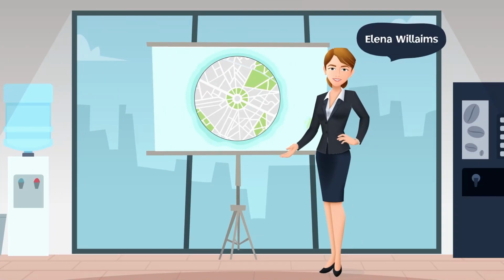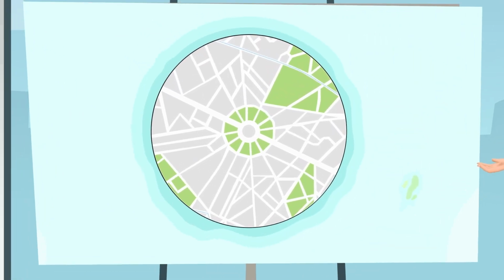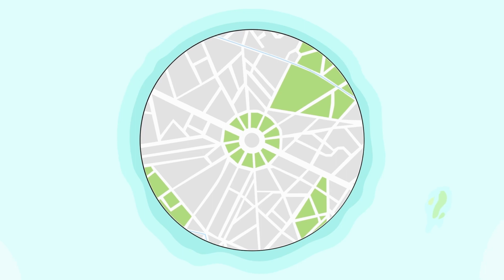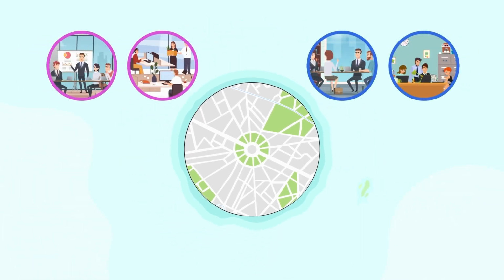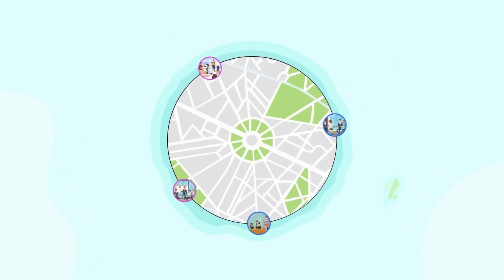Elena Williams is a young bureaucrat who works in the finance ministry of an island nation which is circular in shape. At present, the 4 busiest work hubs of the country lie on the coast, while the majority of its citizens live near the country's center.